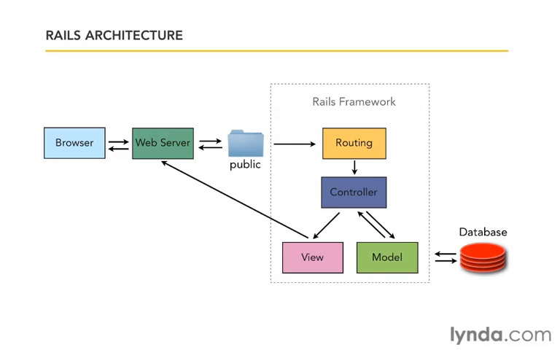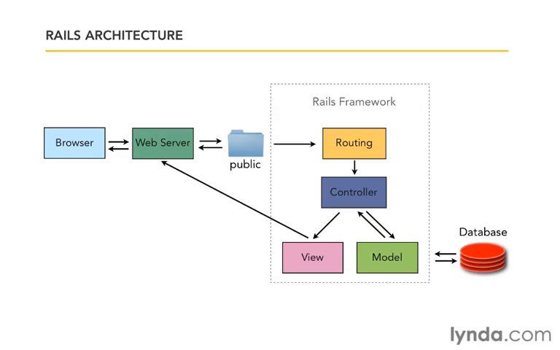But whenever the web server looks into the public directory and it doesn't find a matching file, it's next going to ask the Rails framework to see if it can handle the request. At that point, the request goes to Rails routing. Routing is going to try to parse the URL to determine which controller and action to use. It will then execute that controller action, making requests to models and pulling from the database as needed, and finally rendering a view and sending the results back to the web server.